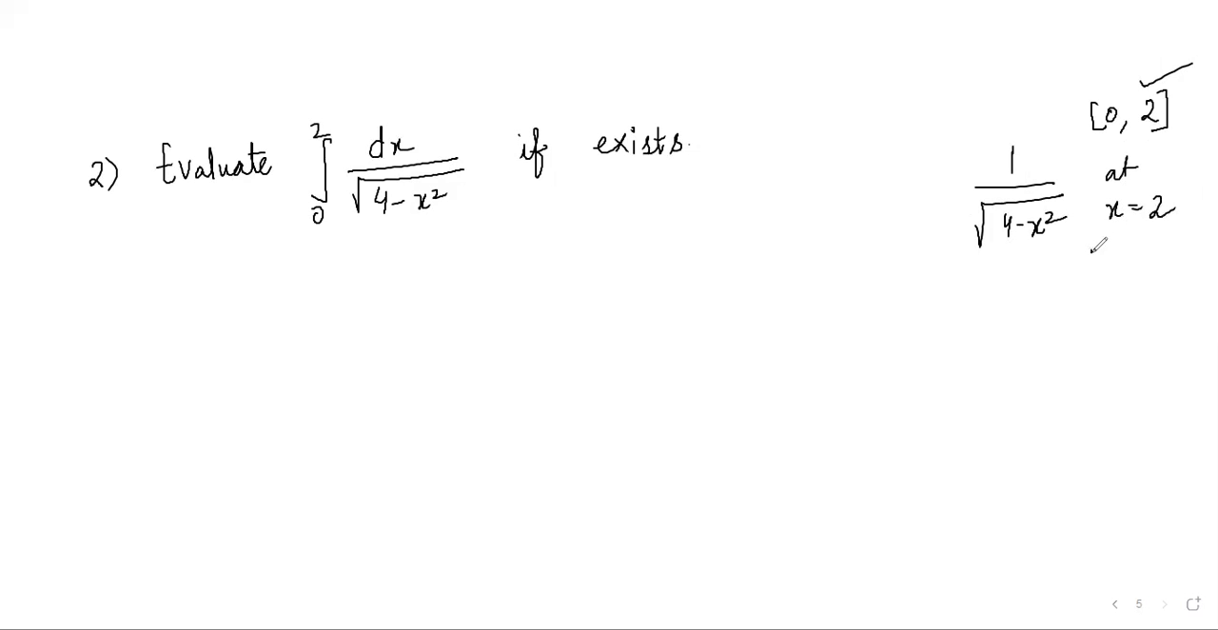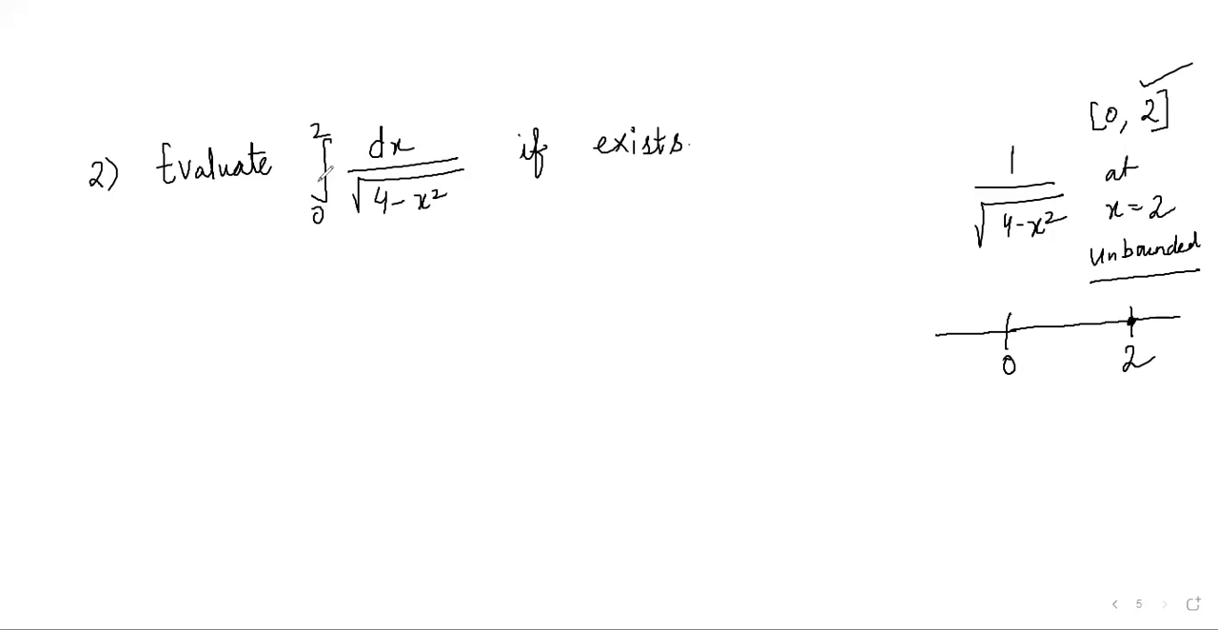At x equal to 2, the integrand is unbounded. So it is an improper integral, and this improper integral is of second kind. So the domain of integration is here. If I take this as 0 and this is 2, this is our domain of integration, and this is the point where the function becomes unbounded.